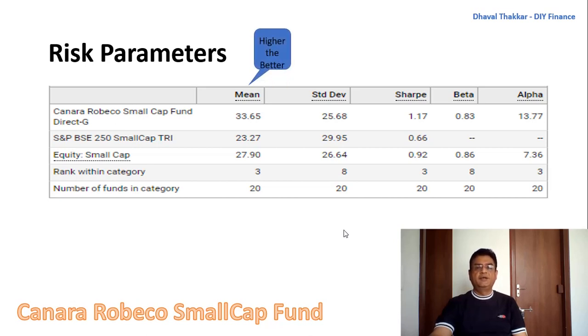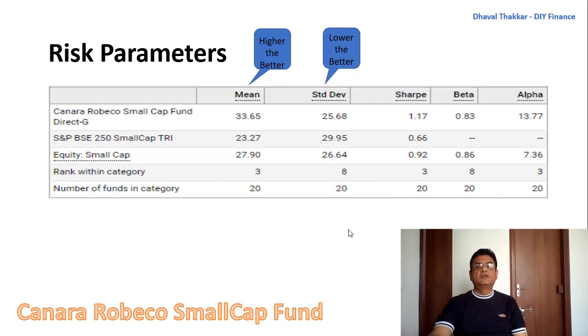Second one, standard deviation, that is a tool to measure how much the return has deviated away from the mean return, which in this case is 25.68 and is also less than both the benchmark index and the category average. Here, lower the value is better.